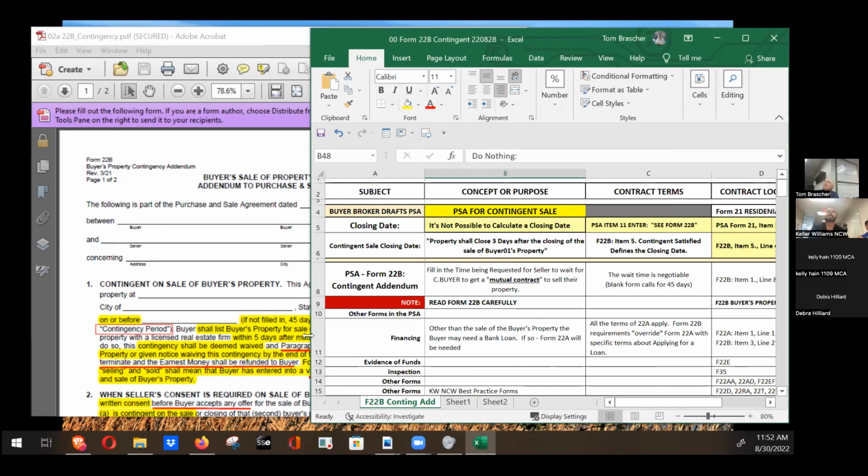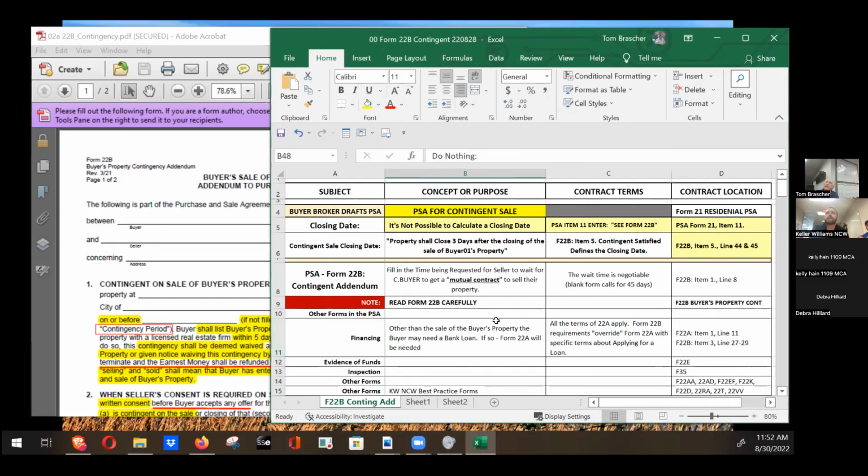Awesome. Okay. So what I've done is I've taken the contingent sale process and I've looked at it for what a subject is, the concept or purpose for what's going on, then also the contract terms. But I'm referring exactly to the exact spot in the contract, and also not just the contract, but also the other forms referred to. There are 8 other forms that come into play.